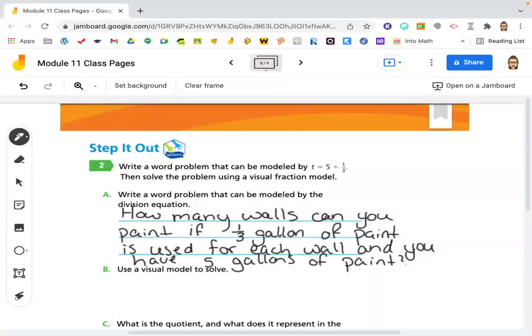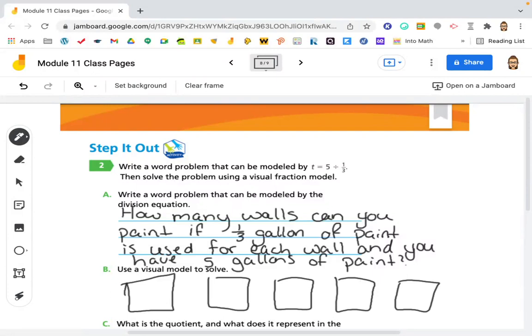So this is use a visual model to solve it. We're going to start with our 5 gallons. 1, 2, 3, 4, 5. And we're going to divide each into thirds, 3 equal parts, or as close to it as we can.